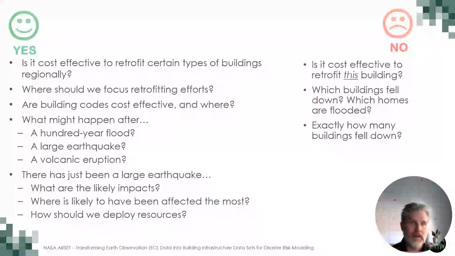So in that context, there are certain questions that we can answer, and then there are things that we really can't answer. We've gone through generally what we want to do, but we can say yes, with this type of process, we can assess whether it's cost effective to retrofit certain building types regionally. Where should we focus our retrofitting efforts? Where should we get started? Where are the riskiest areas? Are building codes cost effective? And where are they cost effective? What might happen given a different specific event? What just happened for a specific event?